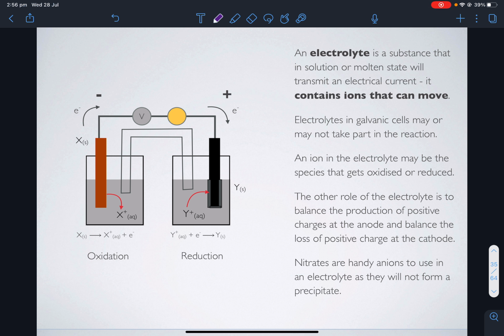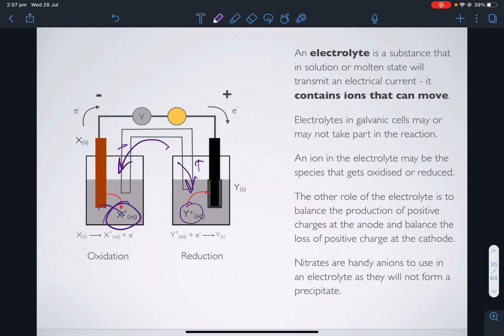So one of the main roles of the electrolytes on each side is to balance out the production of positive charges at the anode. Hey, we're pumping positive out here, we can't just do that. We need some negatives to balance it out, and they're going to come from the other one. Okay, we need some negatives going that way. And because we're losing positives this way, we want positives to come back in and replace it. So we want to balance these charges.